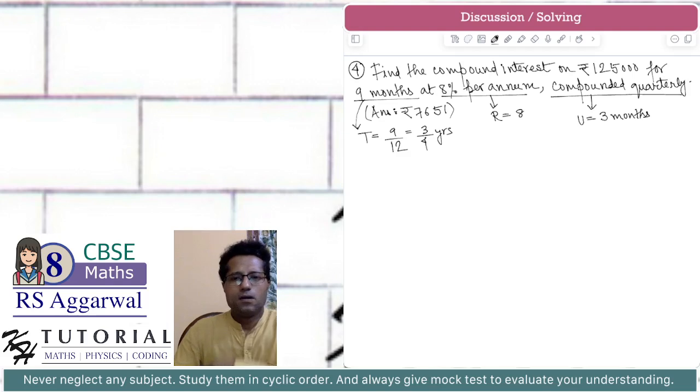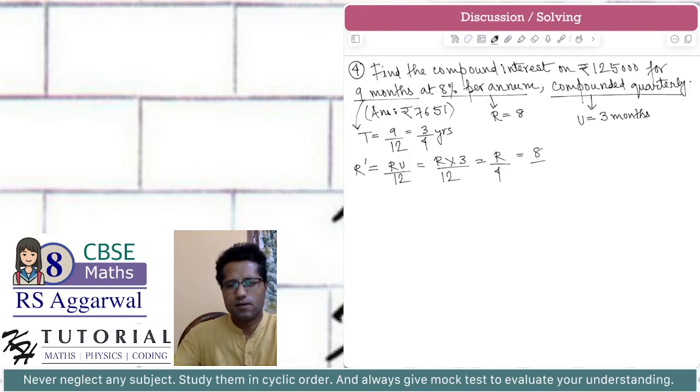Okay. So what is R dash? R dash is equal to R multiplied by U divided by 12. This is equal to R multiplied by 3 divided by 12. This is equal to R by 4. This is equal to 8 by 4, which is equal to 2.